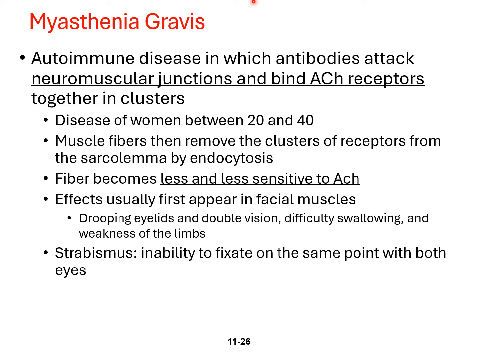antibodies are going to attack the neuromuscular junctions. It's going to attack where the acetylcholine is going to bind. This is a disease of women between 20 and 40. Muscle fibers then remove the cluster of receptors from the sarcoplasm by endocytosis. This means the fiber becomes less and less sensitive to acetylcholine.